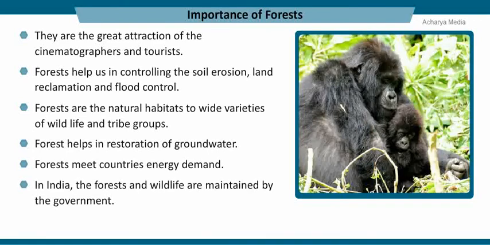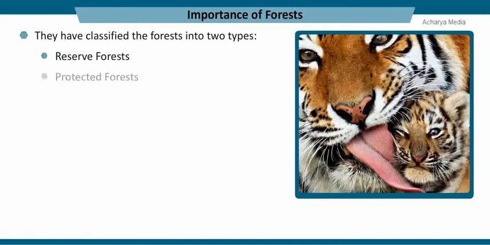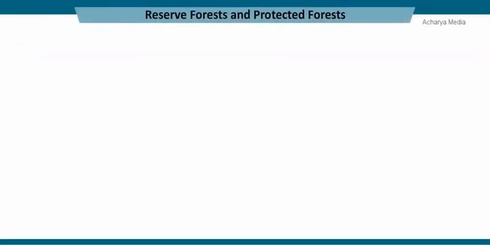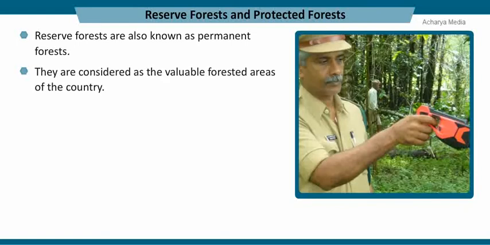In India, the forests and wildlife are maintained by the government. They classify the forest into two types: reserve forest and protected forest. Reserve forests and protected forests. Reserve forests are also known as permanent forests. They are considered the valuable forested areas of the country. They have to be preserved, and conservation measures are being taken for the plants and wildlife.